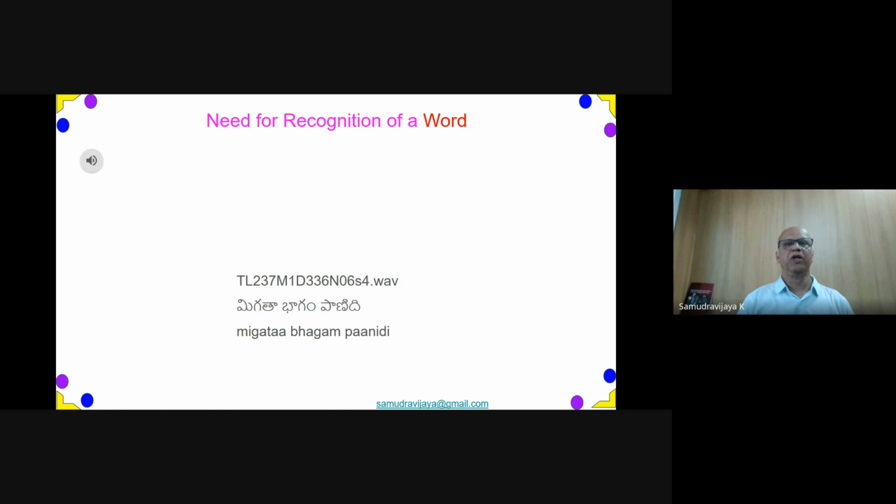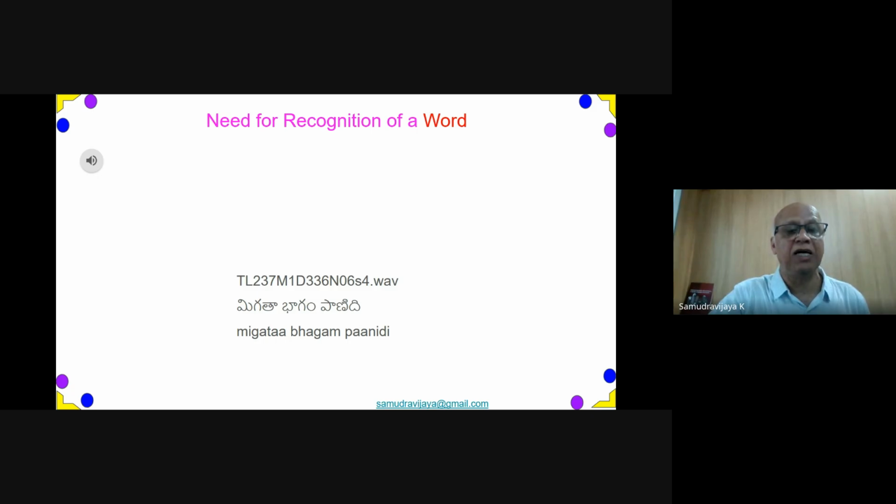Now, we'll go to the recognition of a word. Why do we want a word HMM model? Let us look at this particular Telugu sentence. This is written, and the corresponding text is also written in English here. It is Vigata Bhagam Panidi. There are three words. Vigata Bhagam Panidi. That is the correct pronunciation.